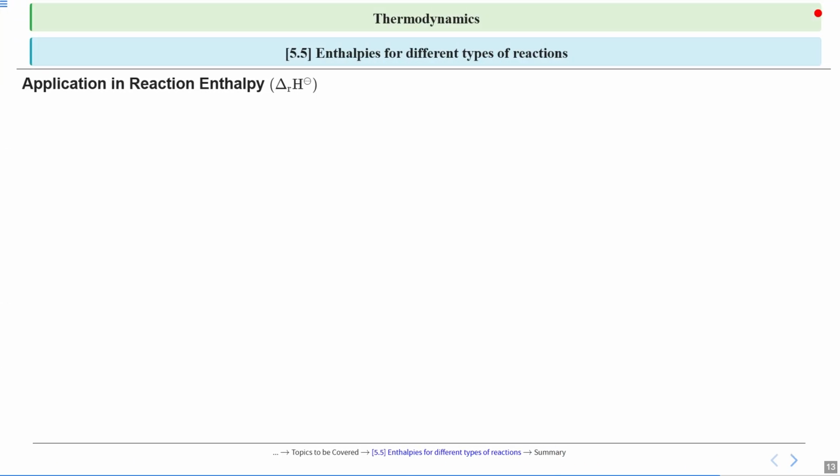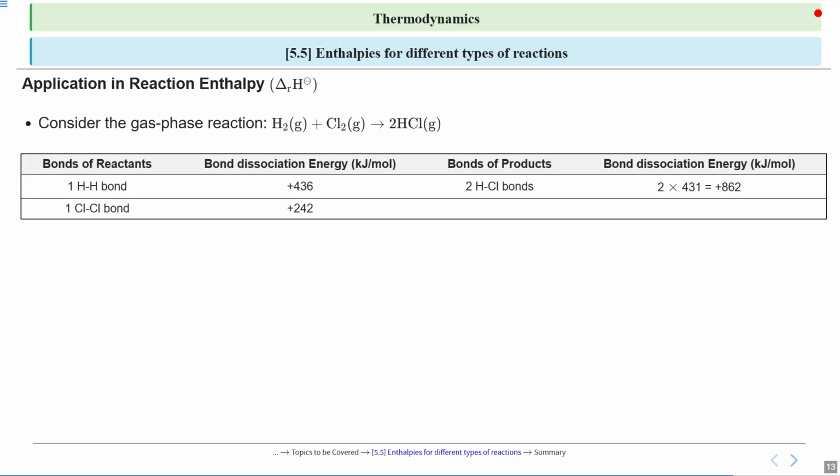Now moving on to the next, how do we apply this? How do we calculate the reaction enthalpy using the bond dissociation energy? For that, let us take an example. Suppose we have a gaseous phase reaction where hydrogen and chlorine react to give 2 moles of HCl, and we are given the bond dissociation energy for each of these. For hydrogen, it is 436. For chlorine, it is 242. And for 2 HCl, it is 2 multiplied by 431, which is 862. All of these values are given in kilojoule per mole.